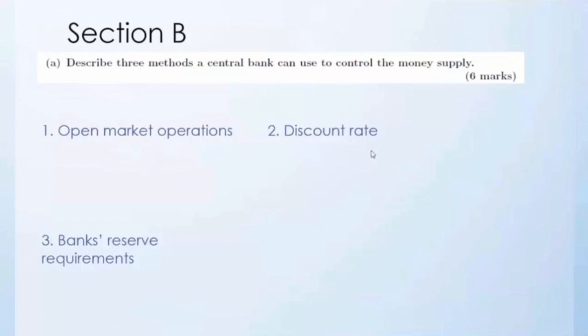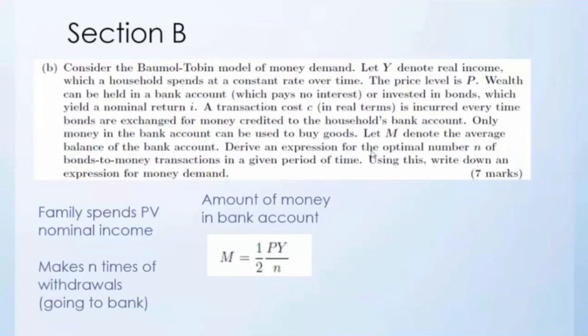For part B, consider the Baumol-Tobin model of money demand. After reading the question, you need to find an expression for the optimal number n of bonds to money transactions in a given period of time. Using this, write down an expression for money demand. So we need to know that a family spends P times Y, nominal income.